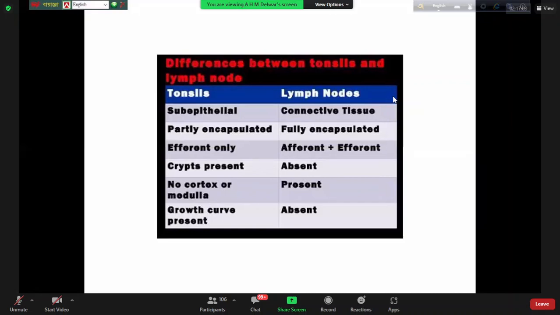So, the difference between tonsil and lymph node. Every student faces this question: what is the difference between tonsils and lymph node?